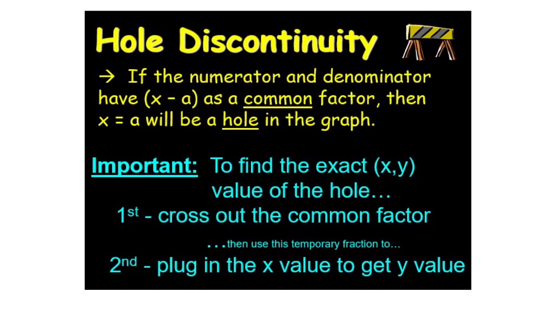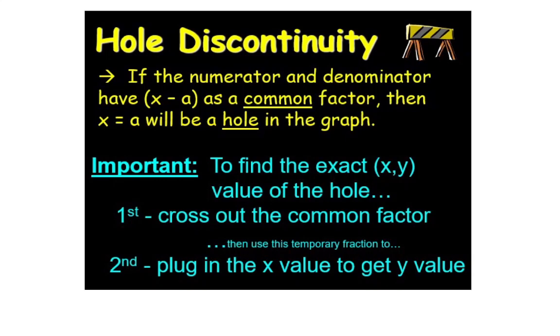To find the exact x and y value of the hole, in other words, to find the position of the hole. You see, it's kind of a strange idea. The x value doesn't really exist. And for that matter, the y value doesn't actually exist. But I can still find the position of that missing spot of that hole.